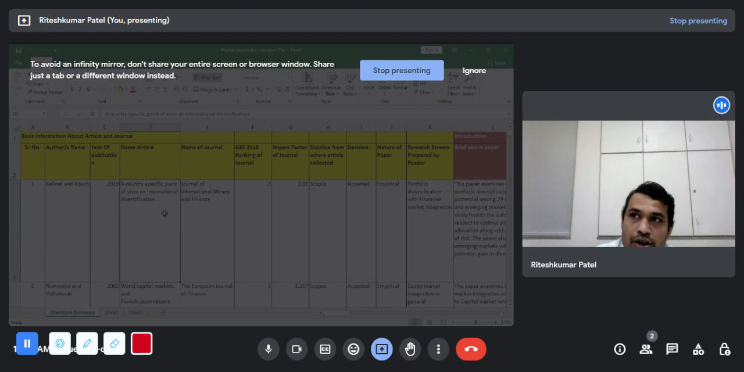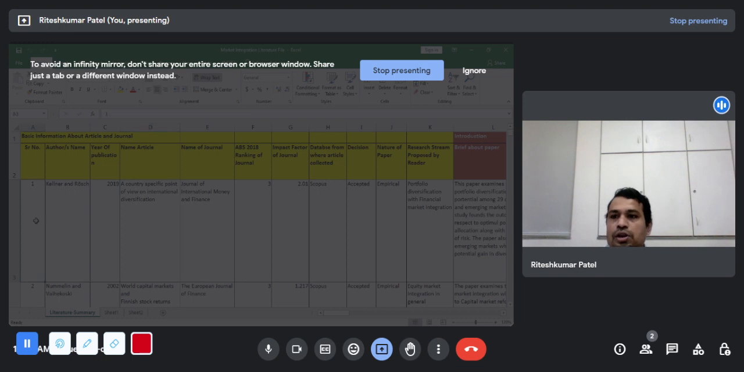You will derive the result of that keyword from the Scopus or Web of Science database. Then you will apply the filter. First, you remove the duplicate papers. Then you remove the quality-based papers. So either you can apply the ABDC or ABS criteria, and then you apply the filtering criteria, and then you finally decide what the paper is.